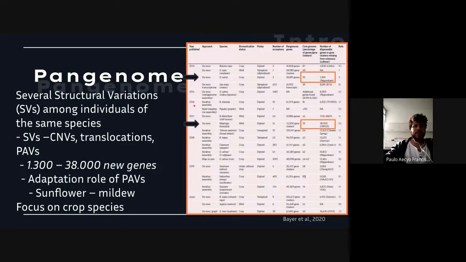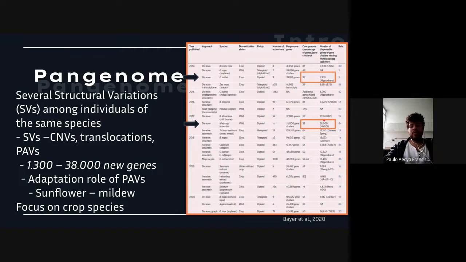And also with the pangenome, with this resequencing, it was possible to detect not only the presence-absence variation, this difference in sequences, but also to observe some structural variations, such as copy number variations and translocations, but especially the presence-absence variation. And these presence-absence variations, these PAVs, are being observed in several species such as Oryza sativa, the rice, in which 1,300 new genes were observed that were not previously described in the reference genome, but also in Medicago truncatula, for example, 38,000 new genes that were not present in the reference genome.